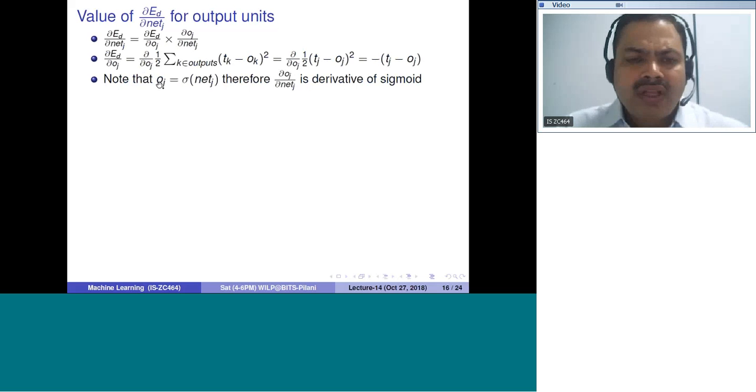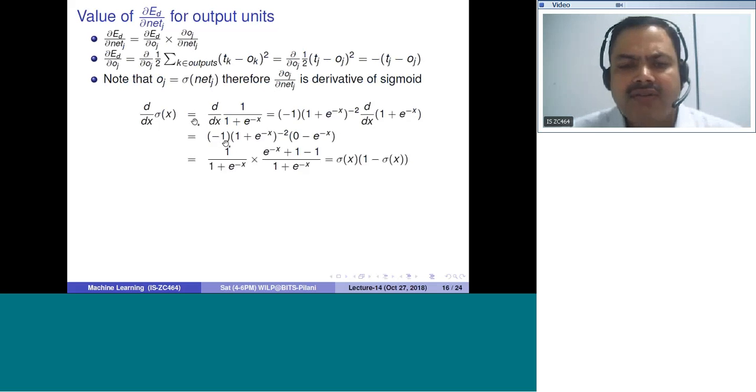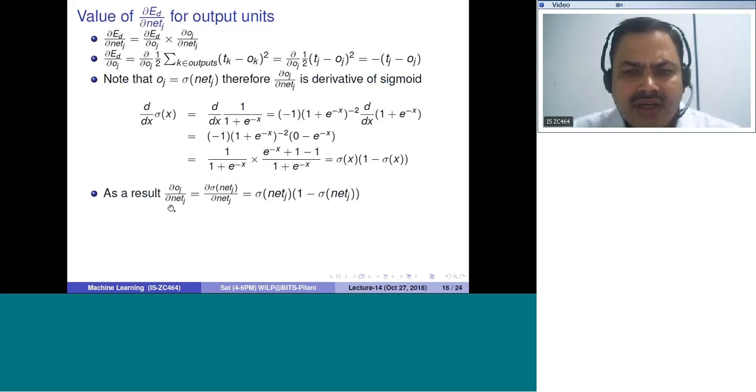Note that oj is equal to sigmoid of net j, therefore delta oj upon delta net j is the derivative of the sigmoid. Let's find out the derivative of the sigmoid. The derivative of sigmoid x is sigmoid x into 1 minus sigmoid x. This is the mathematical definition. If you use this and find the derivative, you see that the derivative of sigmoid of net j has the same kind of formula. So you put here sigmoid of net j times 1 minus sigmoid of net j, that is, output of j times 1 minus oj.